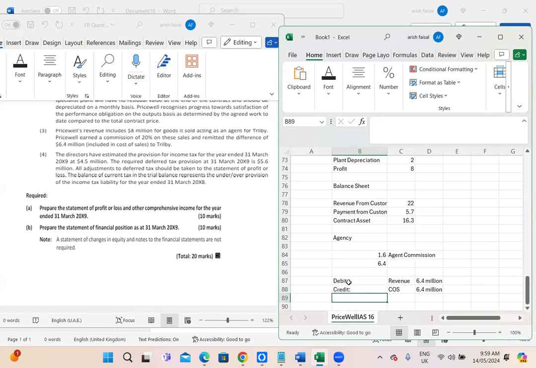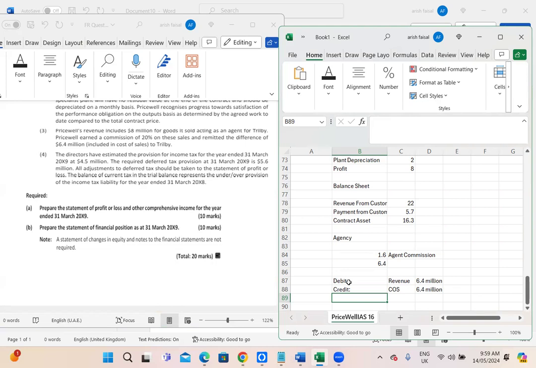So basically what they have done is that they have recorded it completely as revenue, and they have recorded 6.4 million in the cost of sale, which is not correct. And what you have to do is remove it from the cost of sale and also remove it from the revenue.